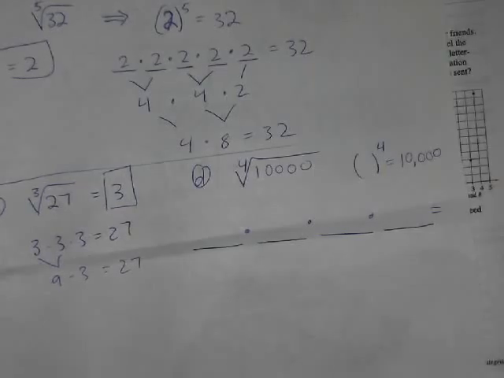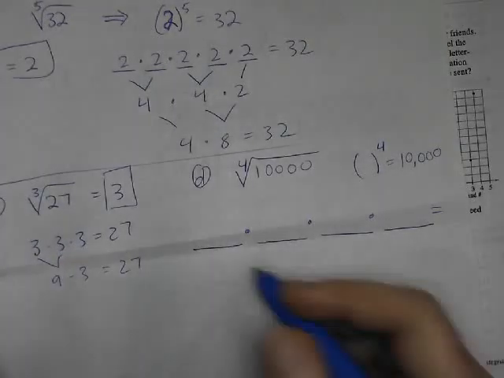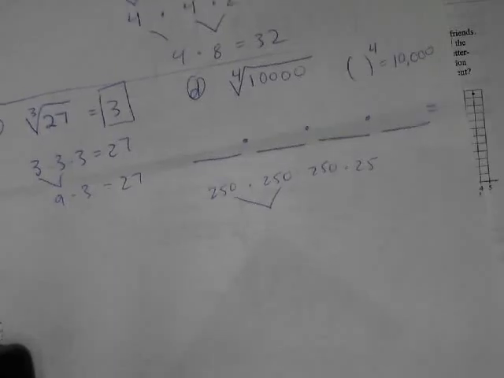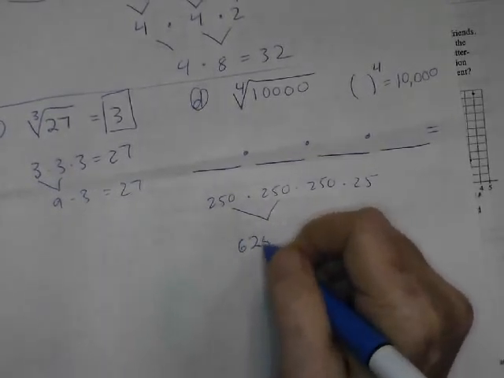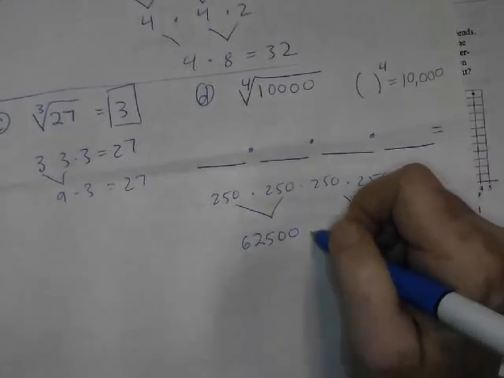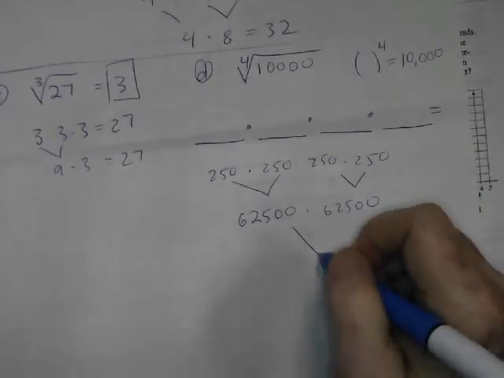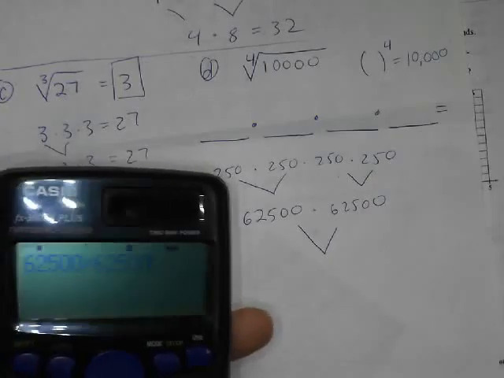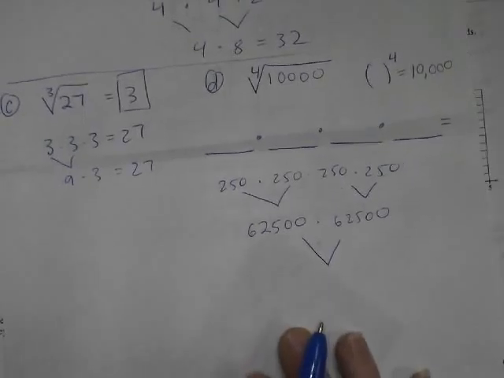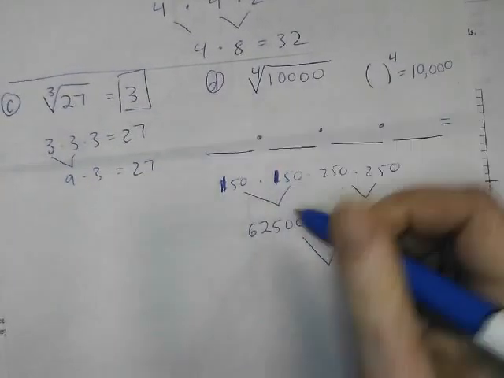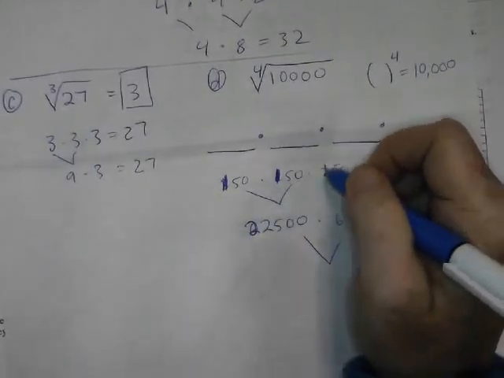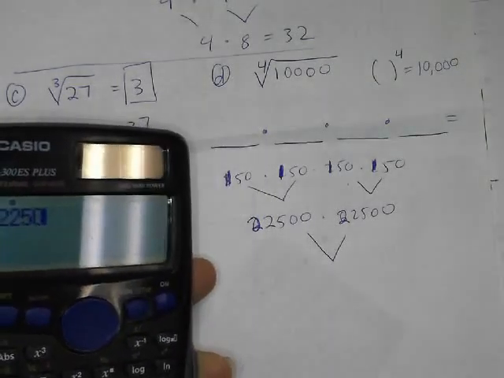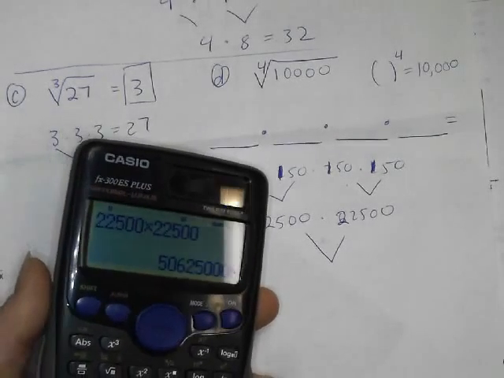What about 250? Let's see. 250 times 250 times 250 times 250. 250 times 250 is, let's see, 25 times 25 is 625, so 62,500. And these would also make 62,500. And then if I multiply those together, I don't think it's going to give us the ones and the zeros that we want. No, that gives me a big old number. You want to try 150? 150 times 150. Well, I know 15 times 15 is 225, so it's going to be 22,500 times 22,500. That's equal to that number.